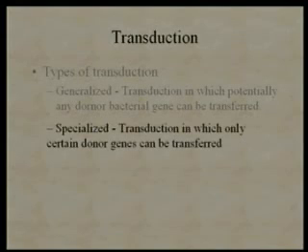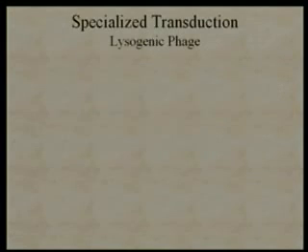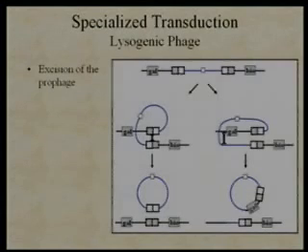Okay? The second type of transduction is referred to as specialized transduction. And this is transduction in which only certain donor genes can be transferred by the phage particle to the recipient. All right? And specialized transduction is mediated by lysogenic phages. So let's go back to our example of lambda.